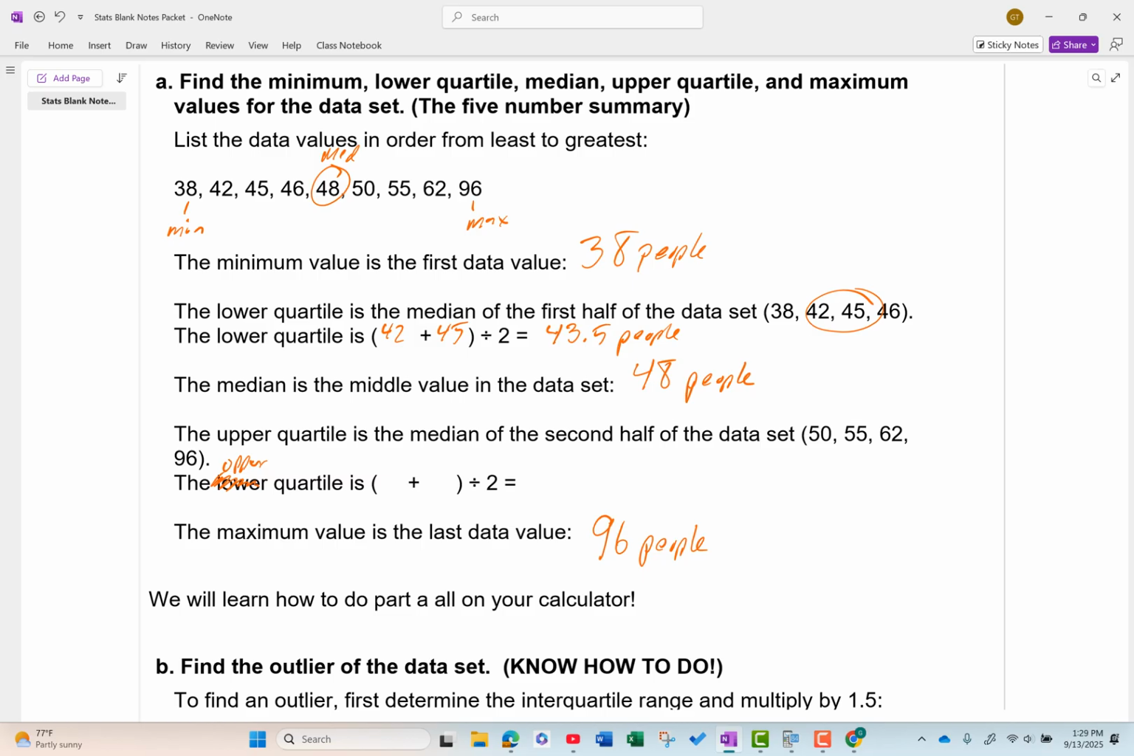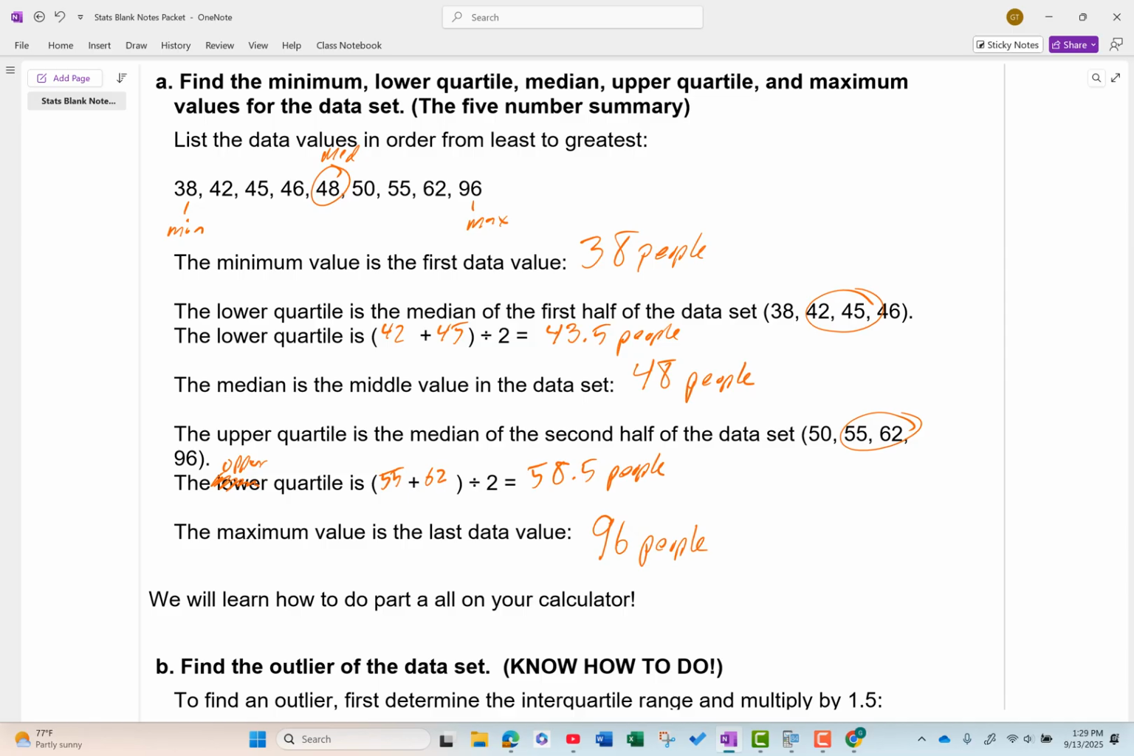I do the same thing with the upper. Again, those two middle values are 55 and 62. So I've got 55 and 62. Divide that by 2, and I end up with 58.5 people. All right, so I've calculated my 5-number summary: minimum, maximum, Q1, median, and Q3.